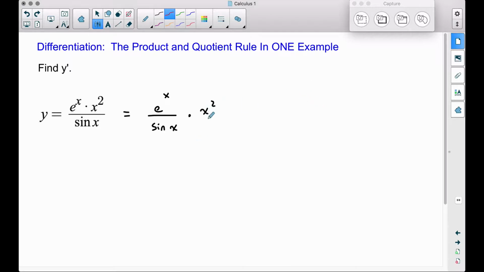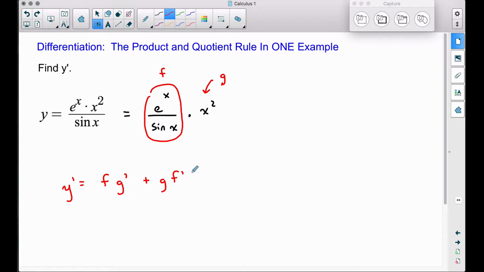Now, we see this quotient right here, and if we call this entire thing right here f, and we call this thing right here g, then if we're trying to find y prime, we have to use the product rule because we have a product of two functions, f and g. So therefore, y prime is going to be equal to f times g prime plus g times f prime.